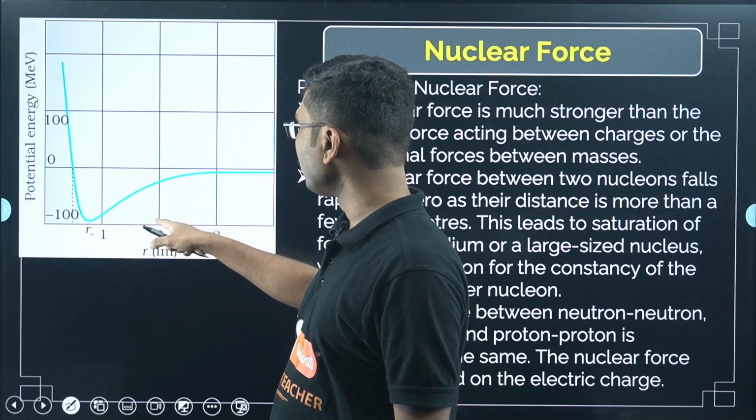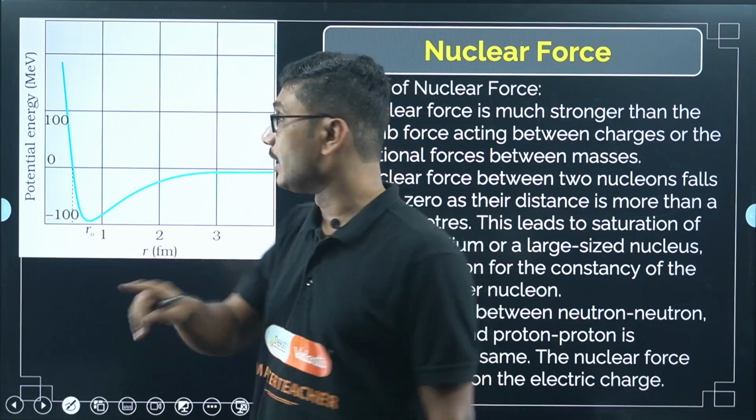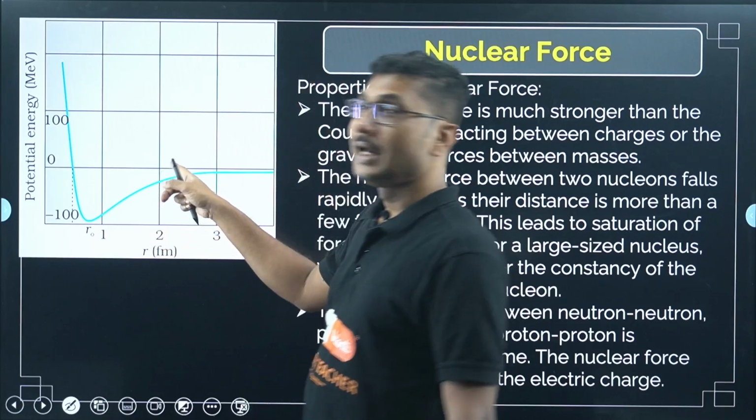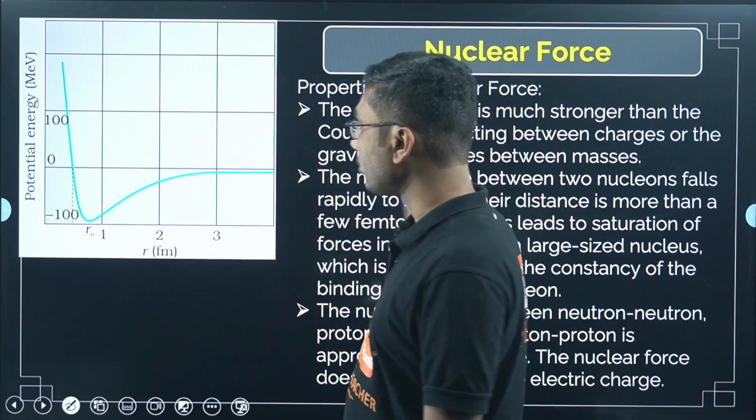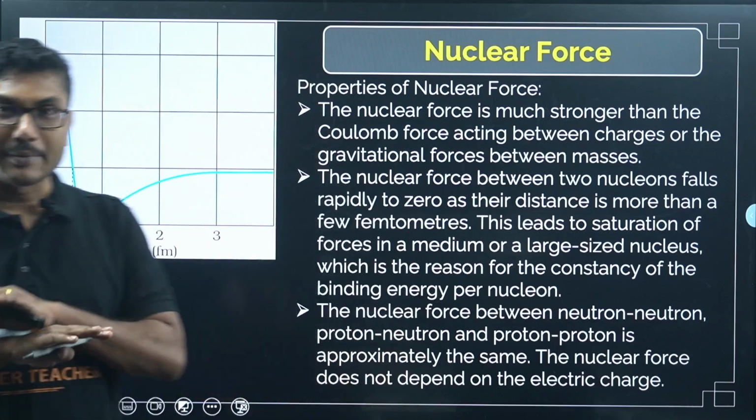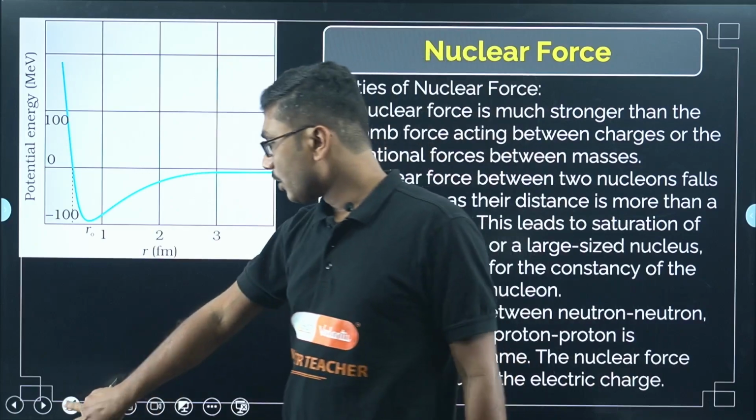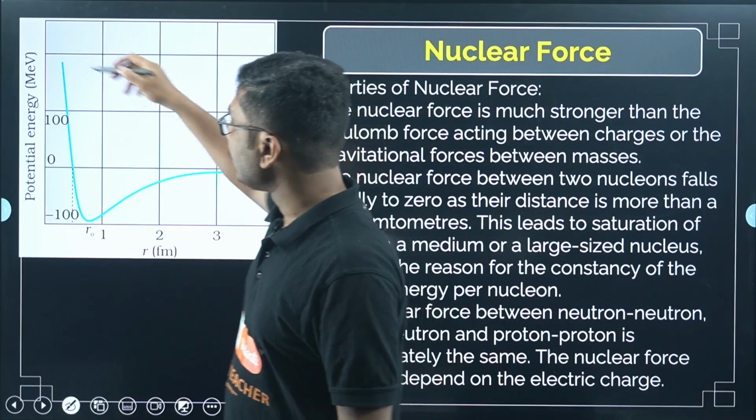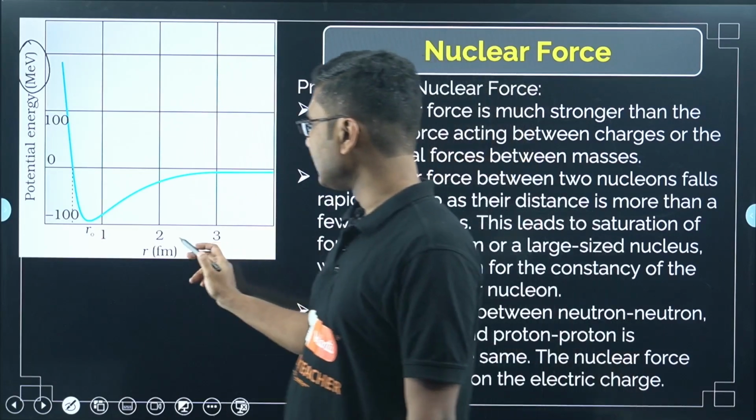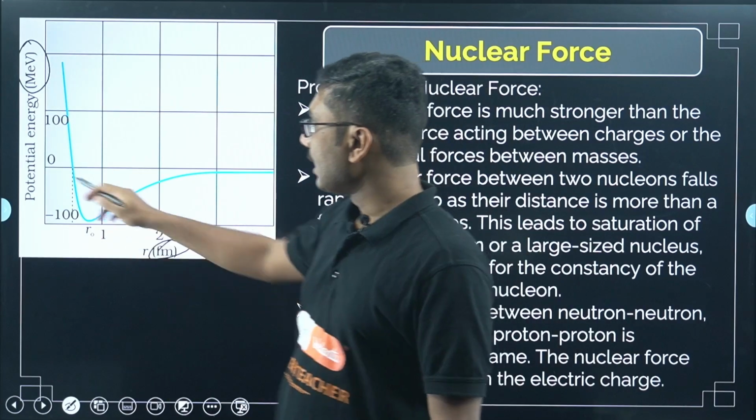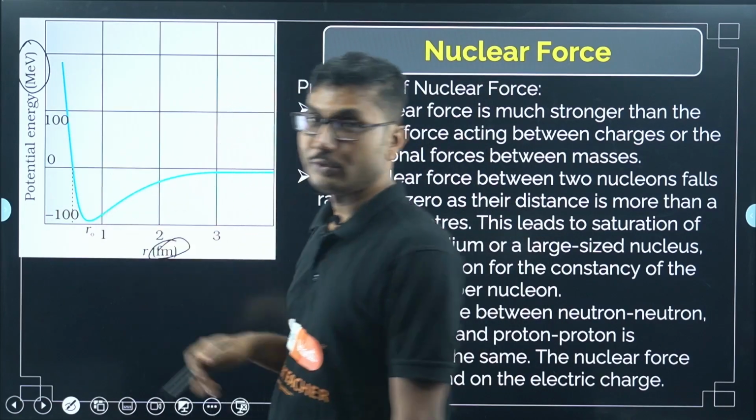As soon as you are going to 2 femtometer, that is only 2 times 10 to the power of minus 15, the force is slowly going to 0, and as you can see, at 3 femtometer it is completely 0. From 3 femtometer onwards the nuclear force is absolutely 0. Now this graph is important because it came in your previous year questions. Once we discuss that question, you should remember this graph: this is in MeV, this is in femtometer, and this is in negative value.